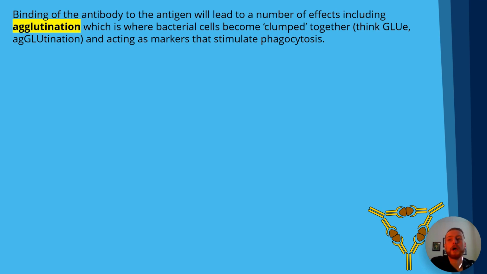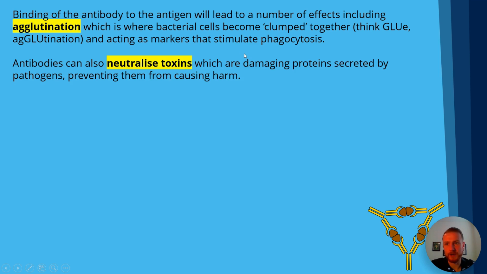So, binding of the antibody to the antigen will lead to a number of effects, including agglutination. And this is where bacterial cells become clumped together. So I always tell my students to think about gluing together because agglutination has the word glue within it. So what will happen there is this will act as markers that stimulate phagocytosis.